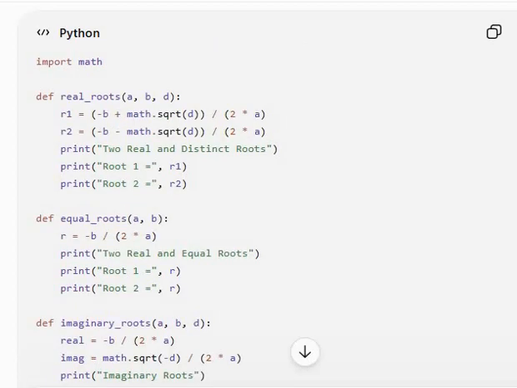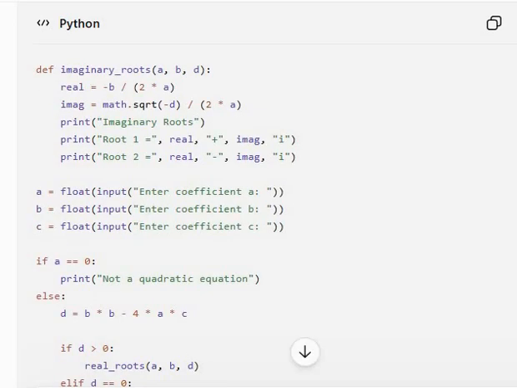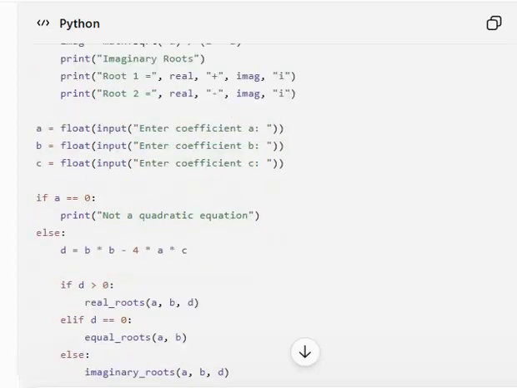So here we have the program without that quadratic approach, and this looks clear. So we have real roots, we have equal roots, we have imaginary roots, three definitions. Now the main program starts. A, B, C, if condition, d calculation, if d greater than 0, real roots is called, if d is 0, equal roots is called, if imaginary roots, in case d less than 0.